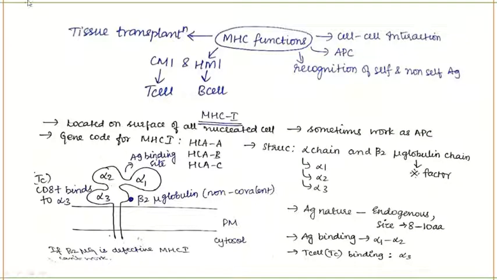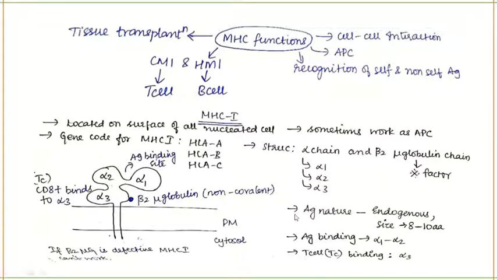If you see about the structure, it will have alpha chain. Three alpha chains will be present. Alpha 1, alpha 2 and alpha 3. You can see in the diagram here alpha 1, alpha 2 and alpha 3. So it has three alpha chains, and beta chains, it has beta 2 microglobulin chain. Okay, and it has a beta 2 microglobulin gene, and that will be non-covalently bound to the alpha 3 subunit.